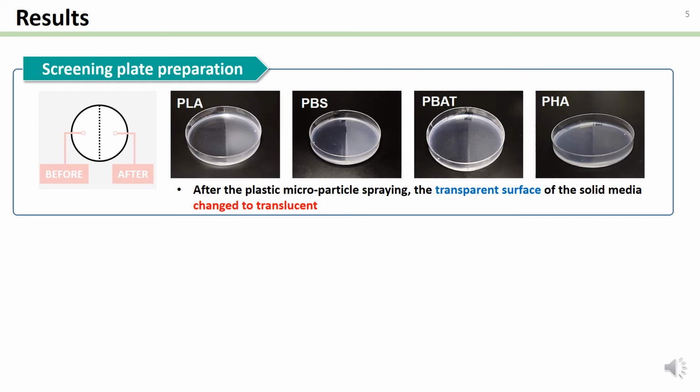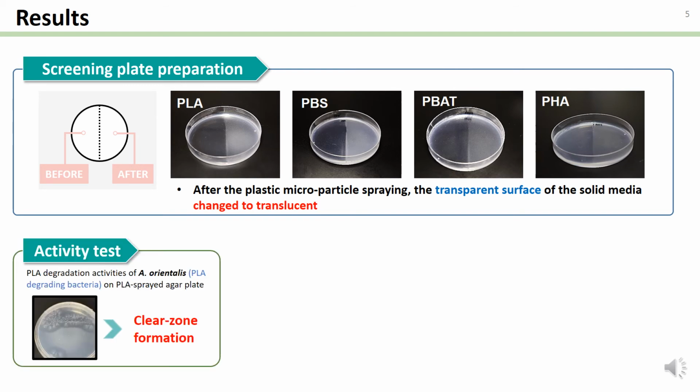After the plastic microparticle spraying, the transparent surface of the solid agar plate changed to translucent, and it could be readily distinguished with the naked eye. Before screening wild microorganisms from the environment, we evaluated the screening performance of the screening plate using a previously reported PLA degrading strain, Amycolatopsis orientalis. After incubation, clear zone formation could be observed and clearly confirmed.